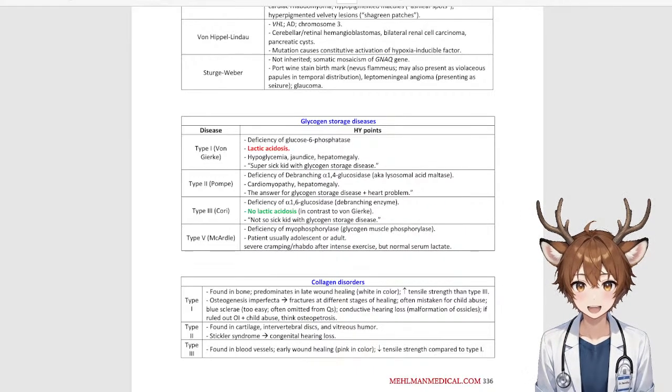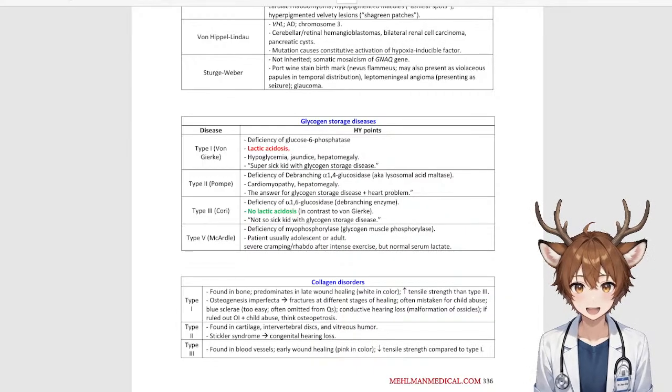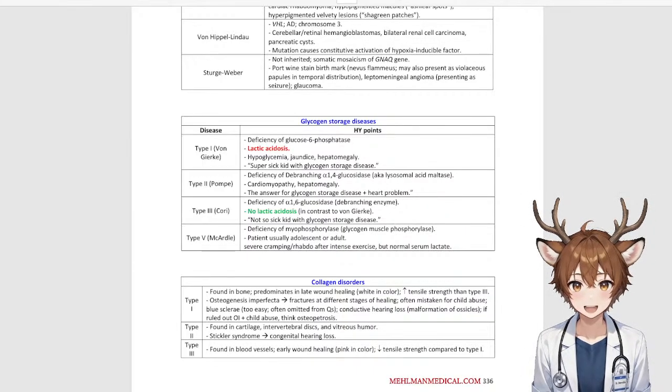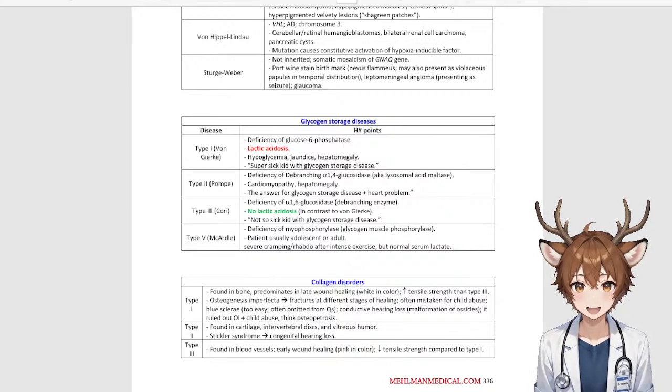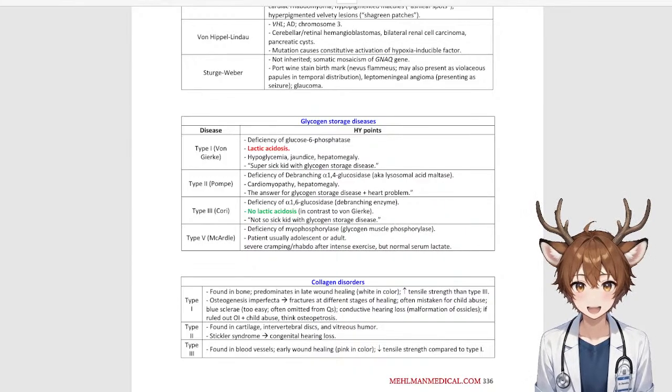Type 3, Cori disease, deficiency of the alpha-1,6-glucosidase debranching enzyme, no lactic acidosis in contrast to von Gierke disease, not so sick kid with glycogen storage disease. What about type 5? We skipped type 4 to type 5. Type 4 wasn't good enough for us. We went straight to type 5.